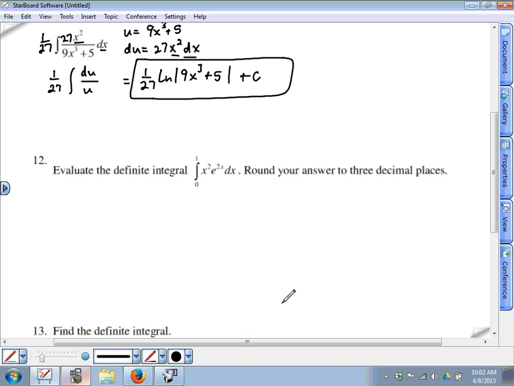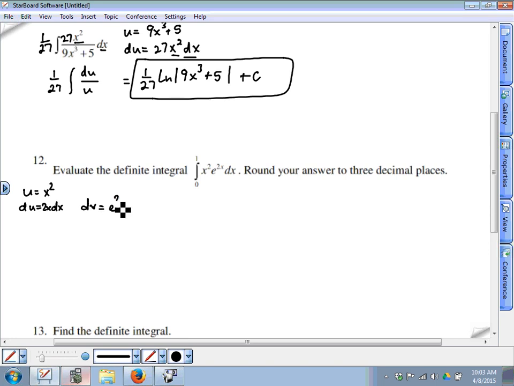Alright, question 12 is kind of a long process here. It's integration by parts twice, plus it's a definite integral. So first go around, we can let u equal x squared, which means that du is 2x dx.